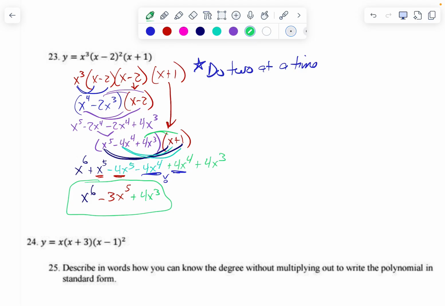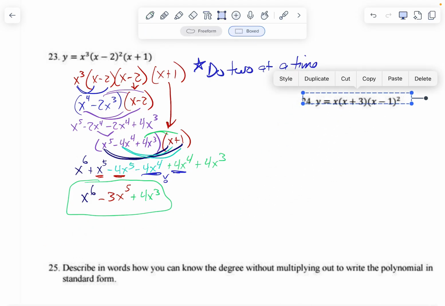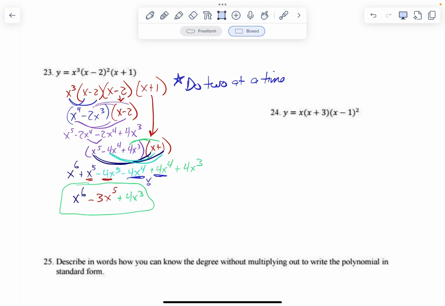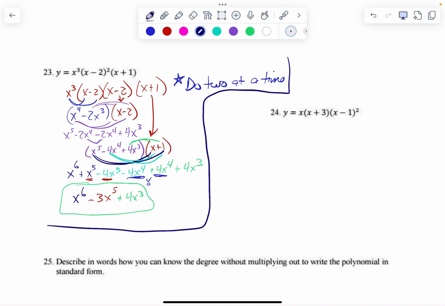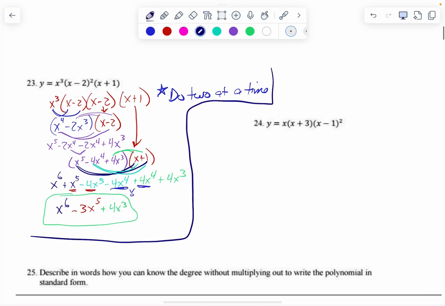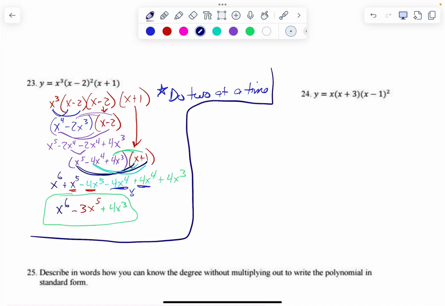So why don't you try the other one, the last one on that page, please? This one. Do the whole problem: what is the degree, and then prove it. I'll give you, what, 30 seconds? I'll give you a few minutes on that.